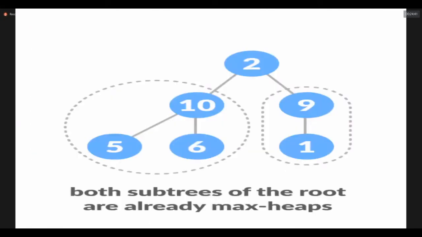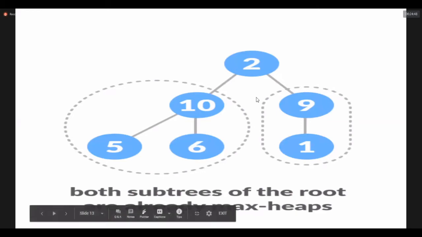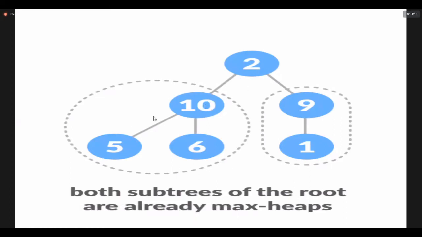Here, see the root 10. On the left side is the left subtree and on the right side is also one subtree of the root. So first, apply heapify at 5, 6, 10 or 9, 1. First apply heapify at 9, 1. In 9, 1, the root 9 is also the largest, so no swap. In 10, 5, 6, 10 is the largest of 5, 6, so it is already heapified.